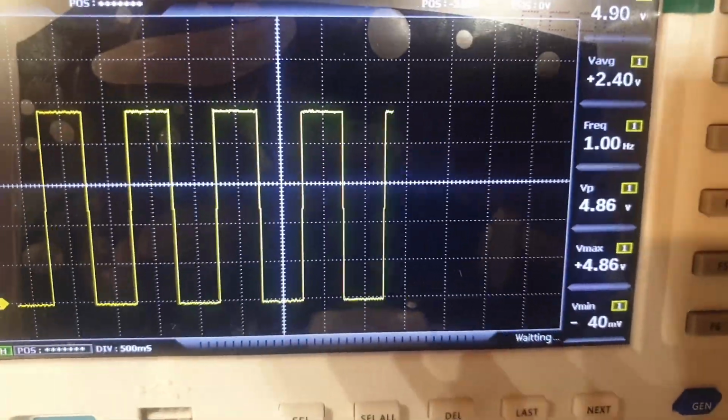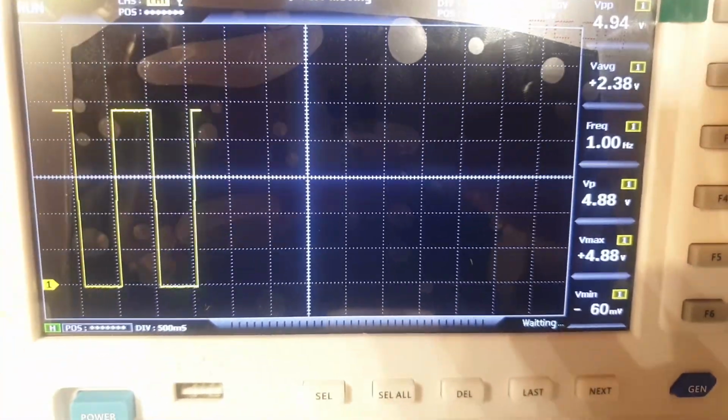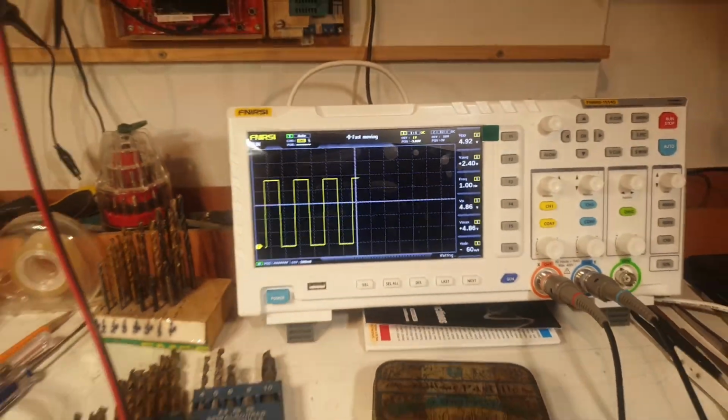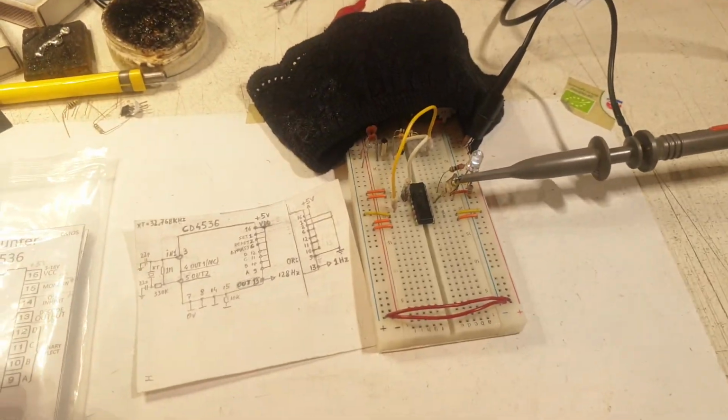1 Hz, and this is constant, it is not fluctuating, which is another good point. It's also stable.